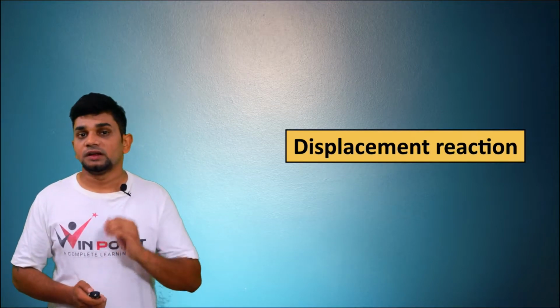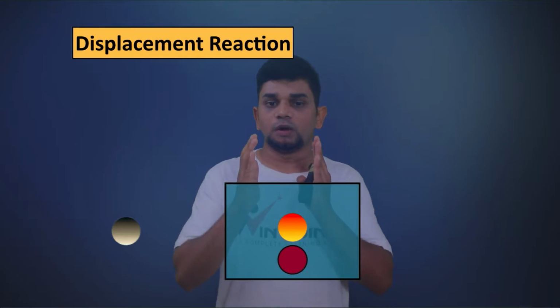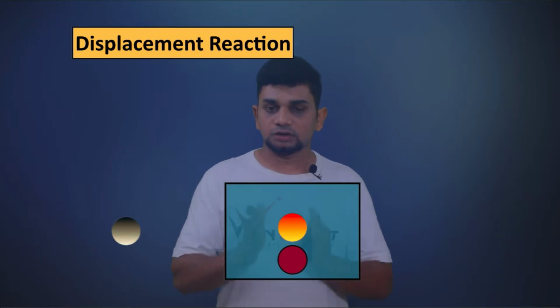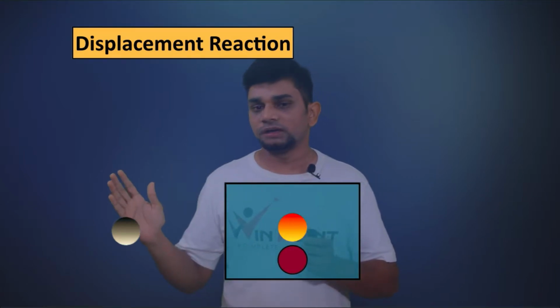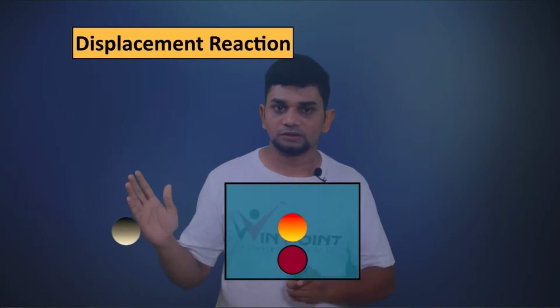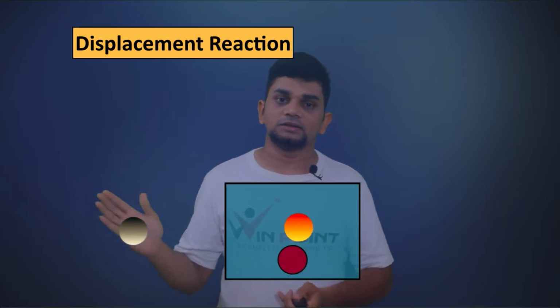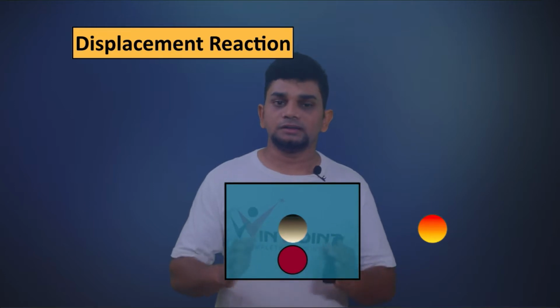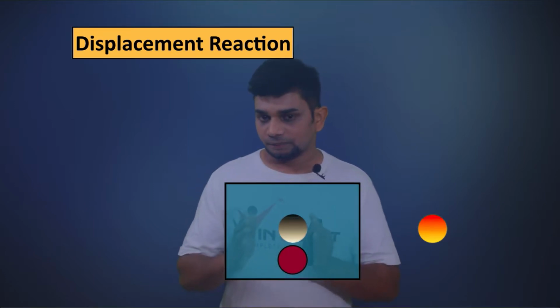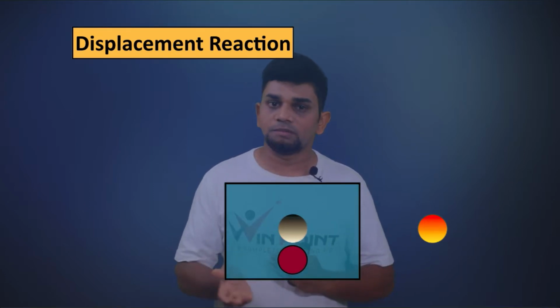Displacement means replacement. Here you can see two balls, and this ball is going to replace one of the balls from here. That is called a displacement reaction. This reaction is known as a displacement reaction. Now one ball has been removed by the other ball.